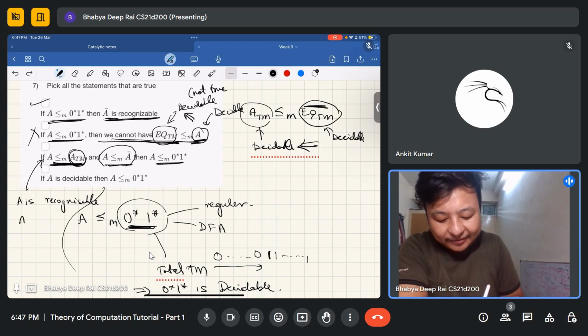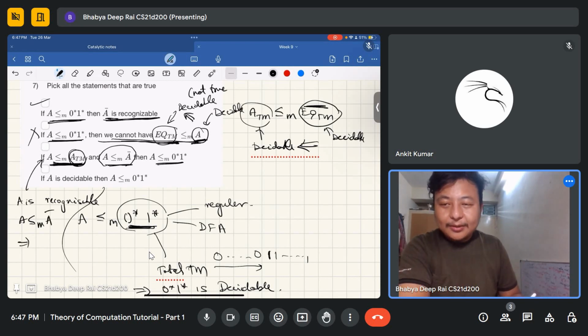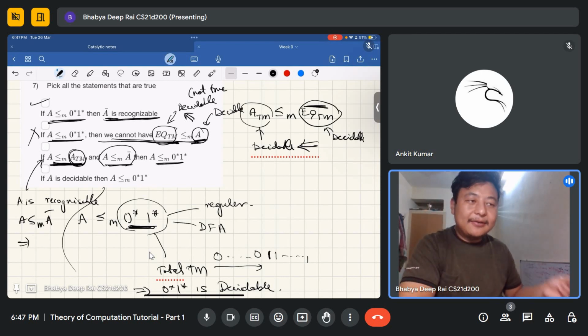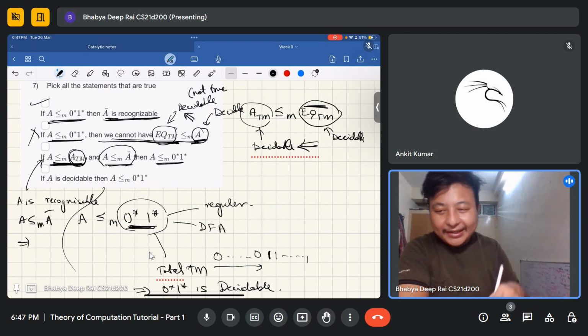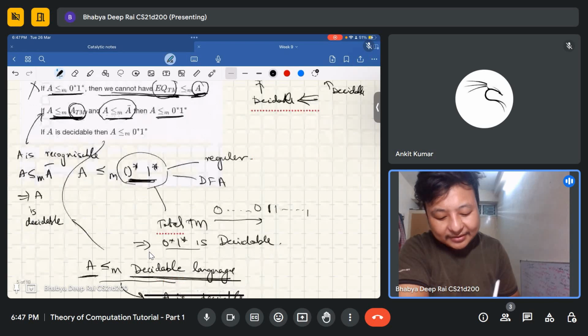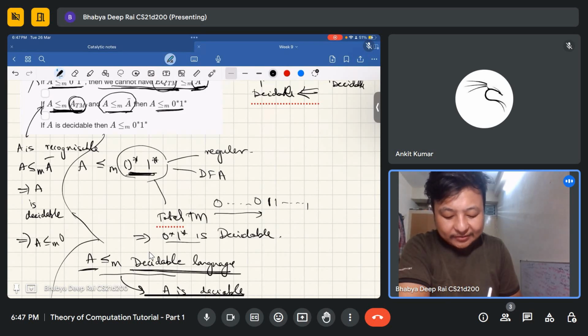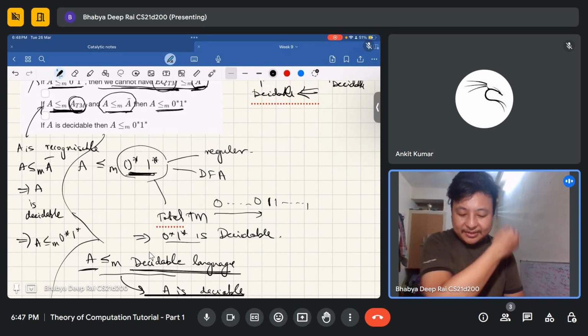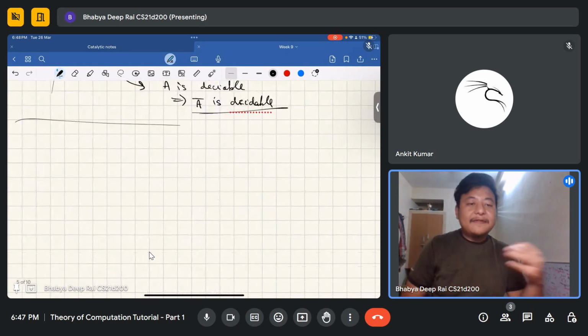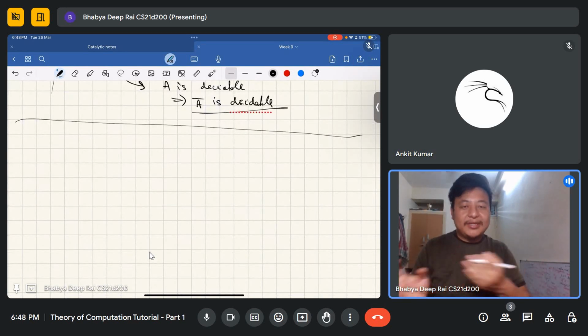But we have that A reduces to A bar. What does it mean? A reduces to A bar means that given A, I can decide A bar, or given A bar, I can decide A, which means that A needs to be decidable. This is another property of recognizable languages. And if A is decidable, then A will always reduce to 0 star 1 star. Now this might seem strange, but every decidable language is reducible to each other.